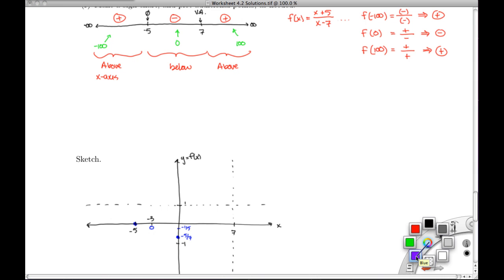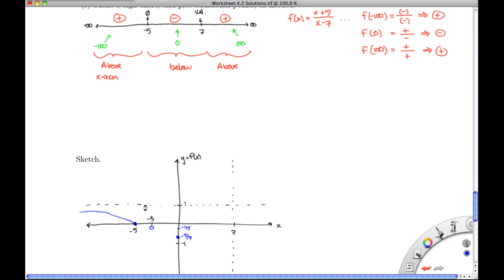So from negative infinity to negative 5, it is going to be above the x-axis. And then it's going to go through this point. It's going to hit the y-axis at negative 5/7 and then stay below the x-axis all the way till positive 7. And then on the other side of positive 7 off to positive infinity, it's going to remain above the x-axis. So it should look something like this. Here's our asymptotic behavior from our horizontal asymptote. It's going to start dropping below the x-axis here.